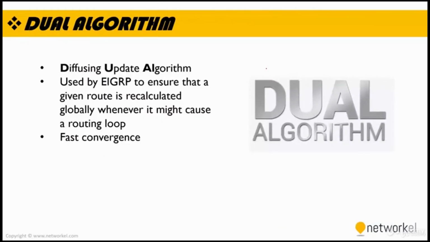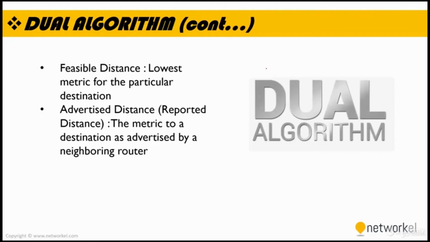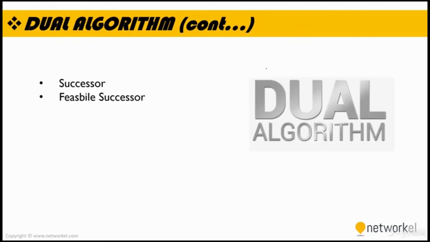EIGRP uses the Diffusing Update Algorithm to calculate the best paths. This algorithm is used by EIGRP to ensure that a given route is recalculated globally whenever it might cause a routing loop, and that provides fast convergence too. We have two important terms: feasible distance and advertised distance. Feasible distance is the lowest metric to a particular destination. Advertised distance, also known as the reported distance, is the metric to a destination as advertised by a neighboring router. We are going to examine these on our next slides.